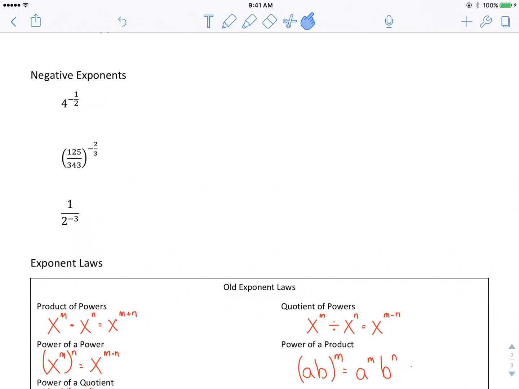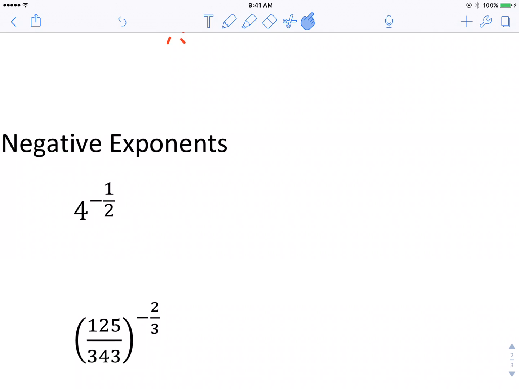Chapter 4 review, part 2. Just make this bigger. Okay, negative exponents. Now we need to take that idea of fractional exponents and, well, now we know we can have negative exponents.